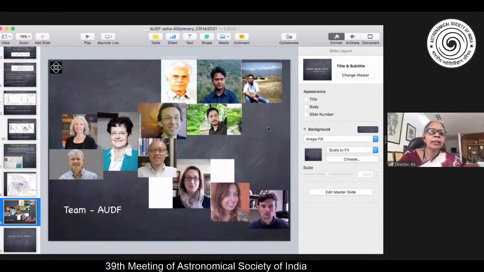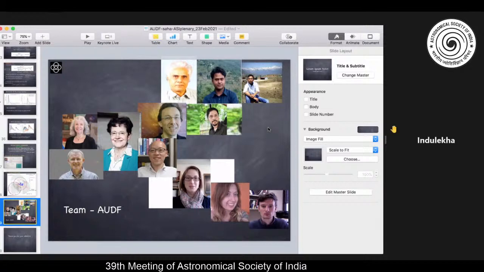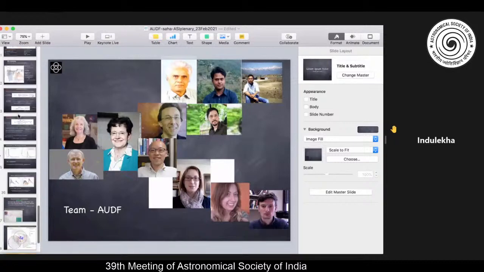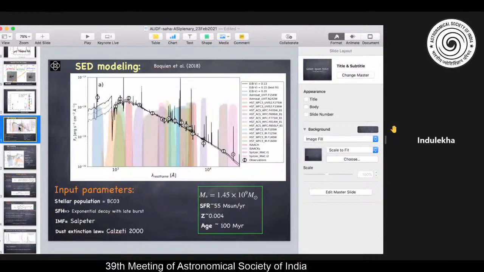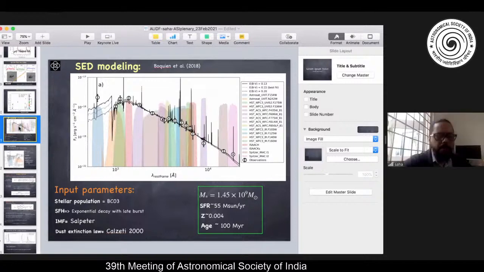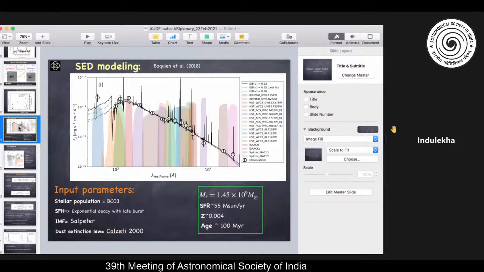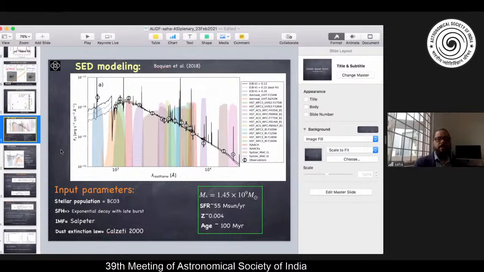Indulekha, next. I was just wondering, if we took the SED of the 30 Doradus region, subjected it to redshift and appropriate extinction, what would we get if we back modeled it? 30 Doradus, what was that? This is the nearest starburst region. Okay, 30 Doradus. Can you repeat the question once more?